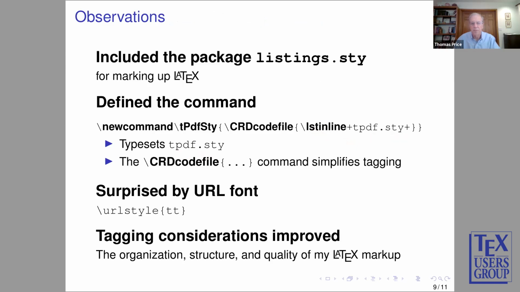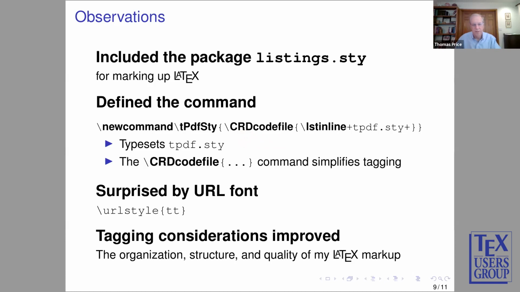List in line, if you're familiar with it, is part of the listings package. And this allows me to just typeset something right in line. That's what it means. But these things need to be tagged as well. And this is what Ross does here. He defined a CRD code file command. And that makes this tagging process much easier for all these many, many commands, and there may be more. I don't know. There were some surprises in this, as you can imagine.